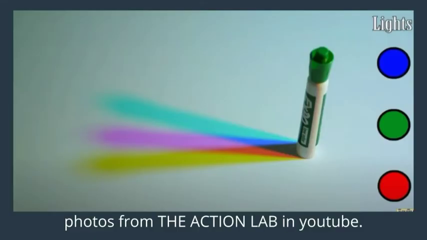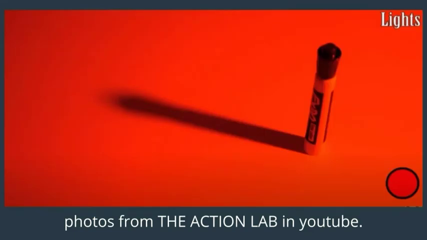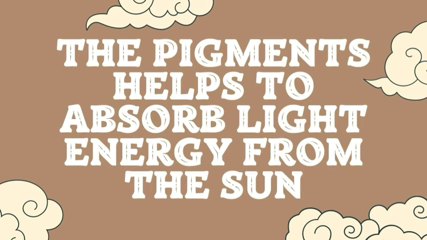The original color of the pen is green and white when struck by a white light. But let's see when we remove the blue and green light. As we can see right here, the pen became red and black because there is no color that is reflected. The colors of light are only absorbed. Now let's talk about the pigments in plants.